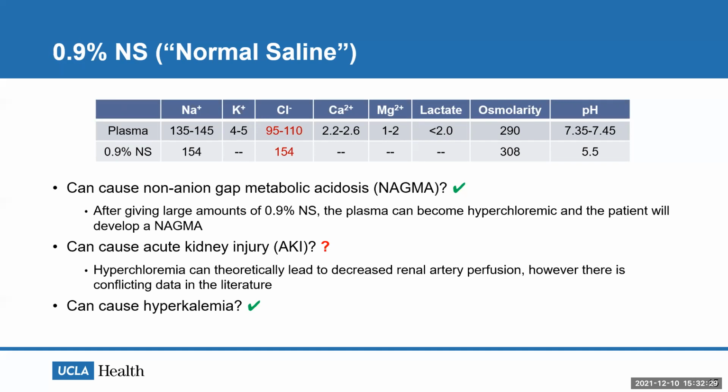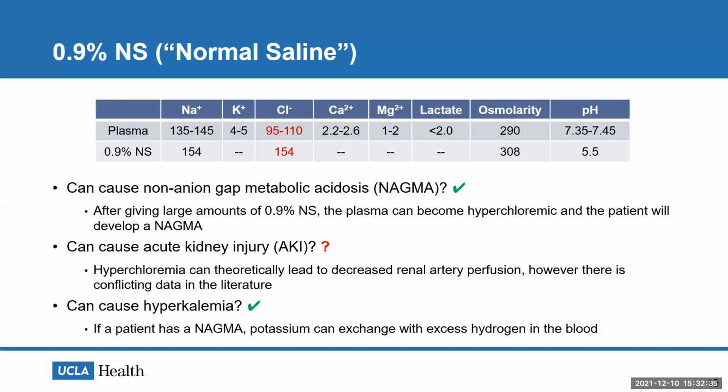Final thing is, can it cause hyperkalemia? And you may be asking yourself, well, there's no potassium in here. What's going on? Well, the patient has an anion gap acidosis. Potassium can exchange with excess hydrogen in the blood. So the potassium shifts into the blood and then your potassium goes up. It's obviously not good.